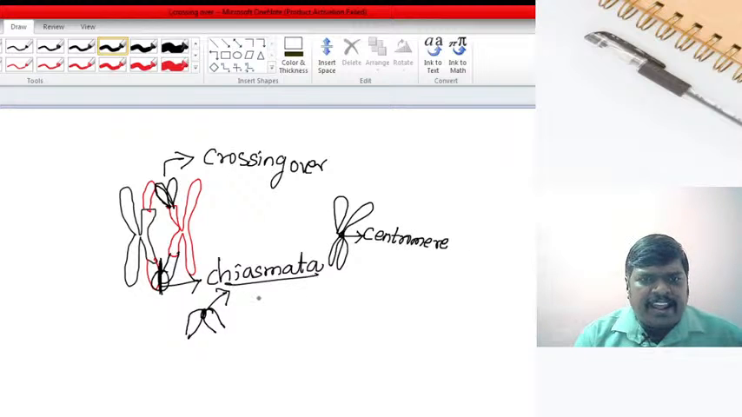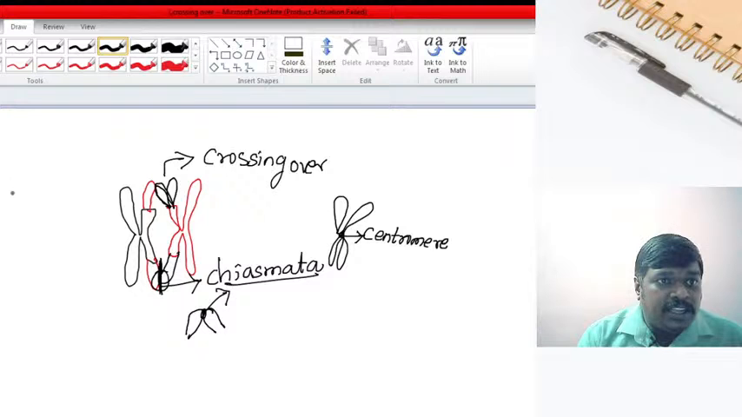Centromere is different from chiasmata. Here, the synapsis process takes place. I hope all of you remember that, right? What is the process that takes place here? Synapsis.